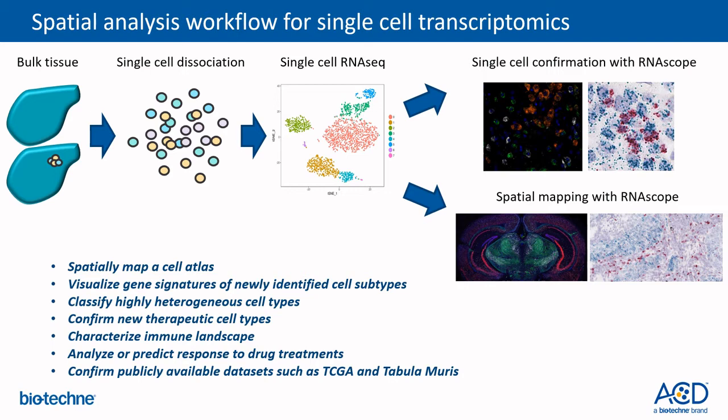You can classify highly heterogeneous cell types such as the brain or the tumor microenvironment. You can confirm new therapeutic cell types. Also, you can characterize immune landscapes in response to diseases or infections. You can analyze or predict responses to drug treatments. And you can also confirm some of the publicly available data sets, examples such as the TCGA or the Tabula Muris. So with some of these examples, I'd like to show you how customers have applied RNAscope in single cell research in the field of stem cells.